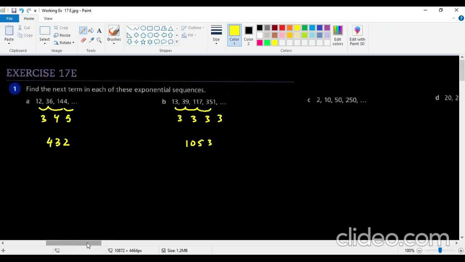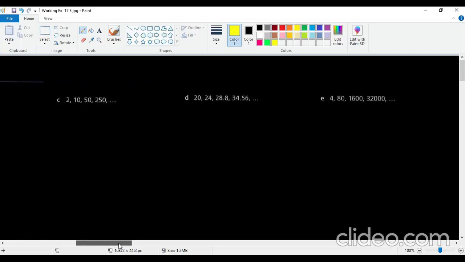Next is part C, in which you can see 2 times 5 is 10, 10 times 5 is 50, 50 times 5 is 250. That means next, 250 is going to be multiplied by 5, which is going to give you 1250.